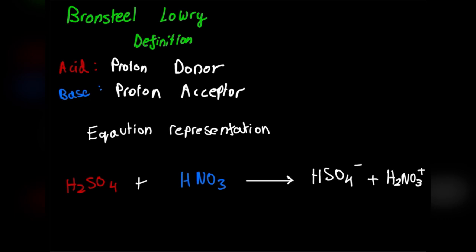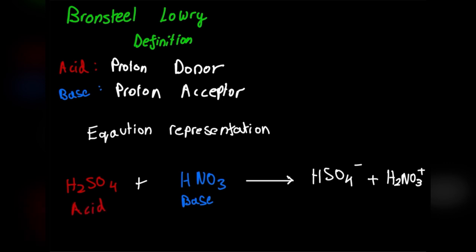In the Bronsted-Lowry definition, we can see that an acid is defined as a proton donor. Proton meaning H+, as we discussed before. A base is a proton acceptor, meaning they take in H+. So a representation in an equation is H2SO4 + HNO3 = HSO4- + H2NO3+. In this scenario, our base is HNO3 and our acid is H2SO4.